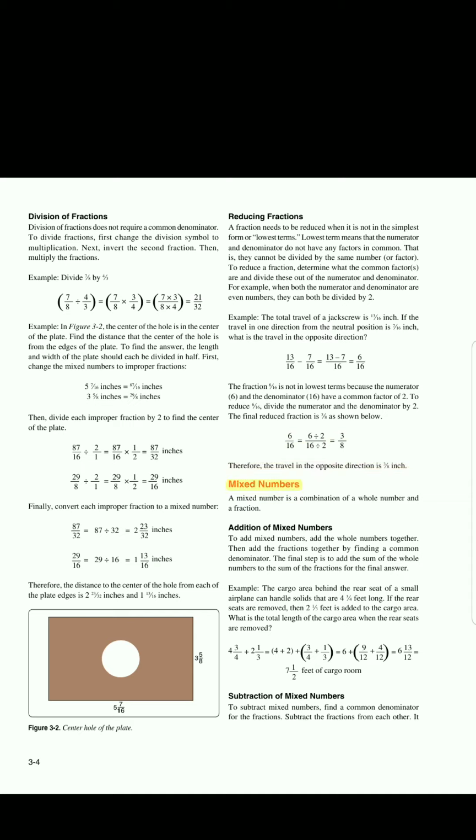Mixed numbers. A mixed number is a combination of a whole number and a fraction. Addition of mixed numbers. To add mixed numbers, add the whole numbers together. Then add the fractions together by finding a common denominator. The final step is to add the sum of the whole numbers to the sum of the fractions for the final answer.